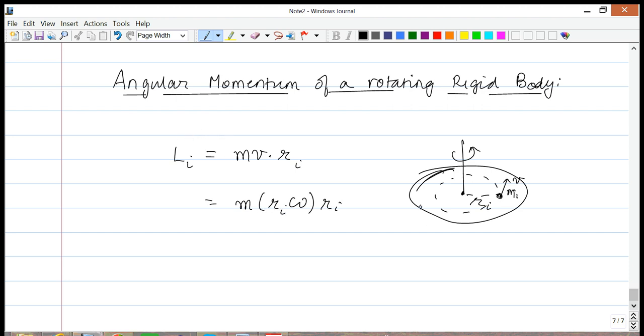I write omega and not omega i because, if you recall, for each particle here, if it's purely rotating, each particle will end up having the same omega. So we can rewrite this as m times ri squared times omega, and this is for one particle.